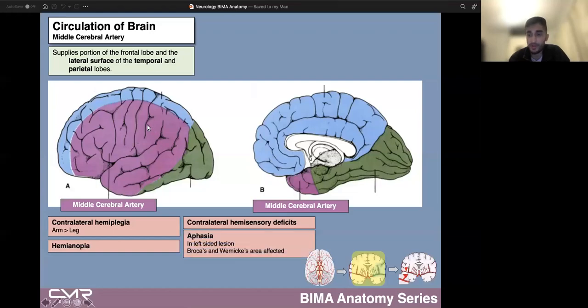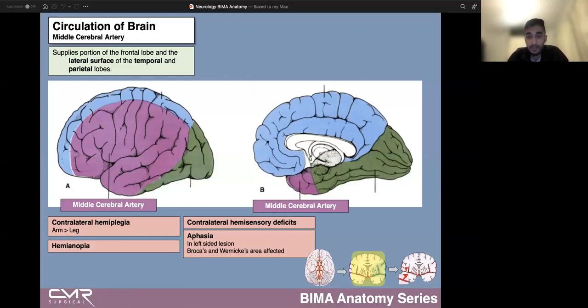And also aphasia as well. And the reason why we have aphasia is because the Broca's and Wernicke's areas are affected. And the Broca's and Wernicke's areas are only located in the left cerebral hemisphere. So Broca's area is located in the frontal lobe, so the left frontal lobe, and Wernicke's area is only located in the left temporal lobe. So you only get aphasia in a left-sided stroke.